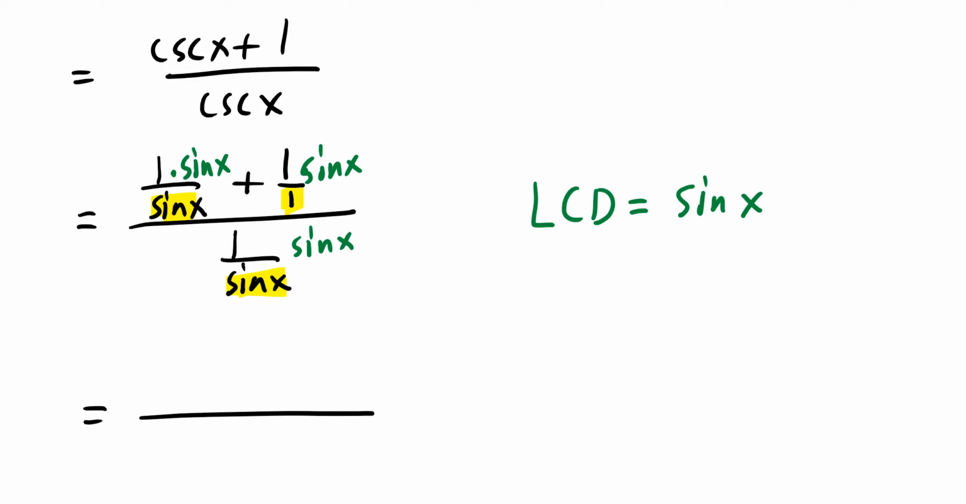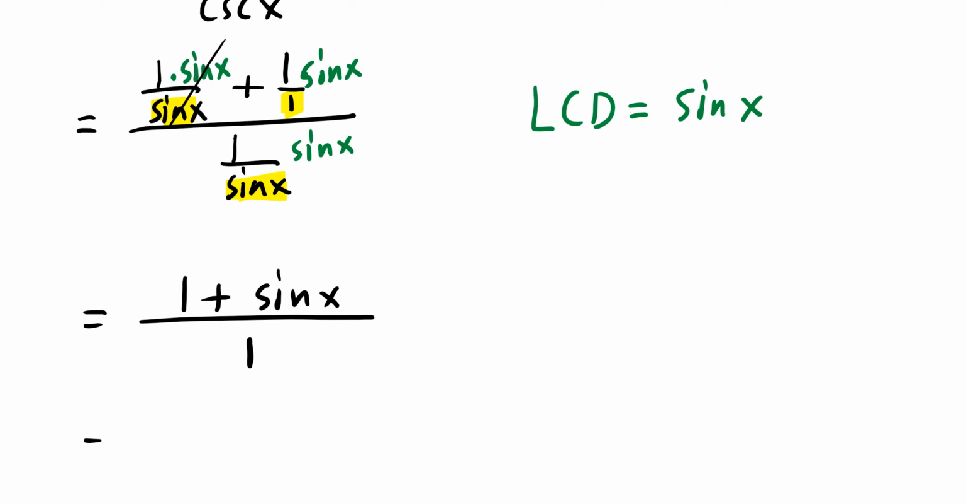Let's see what we get. The sines cancel out. That gives me 1 plus sine x, and the denominator is 1. And that's simply 1 plus sine x. And that's what we needed.